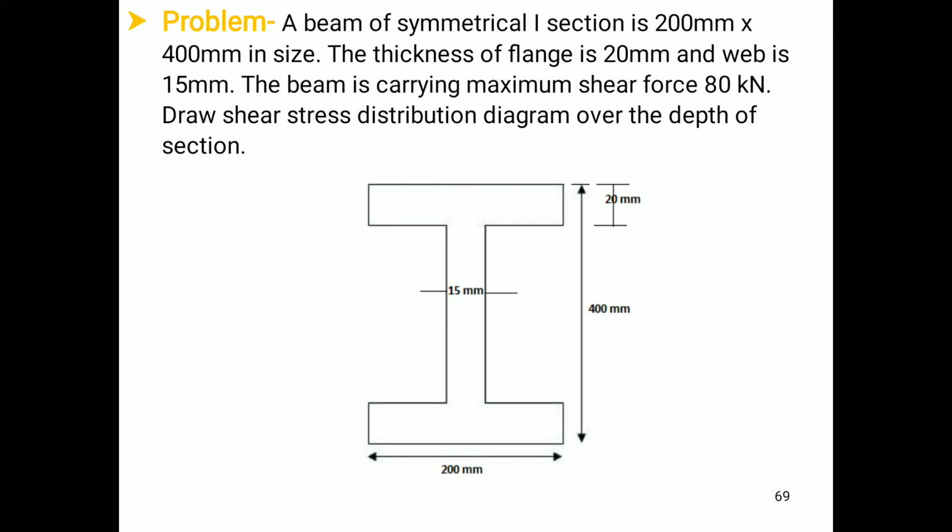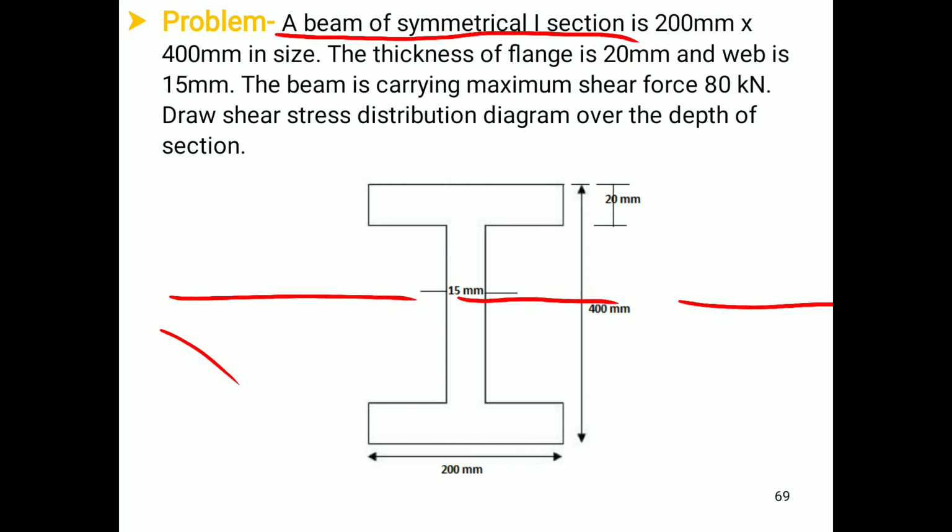Now remember that a beam of symmetrical I section means that the beam is symmetrical about x-axis, this is x-axis and this is x-axis. Also it is symmetrical about y-axis also, means about x-axis we have two same parts and about y-axis also we have two same parts.